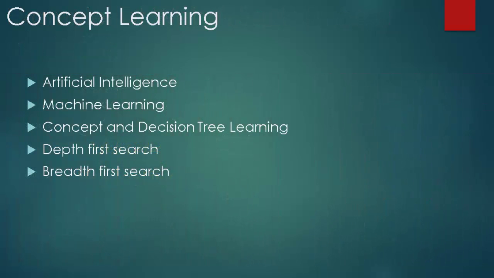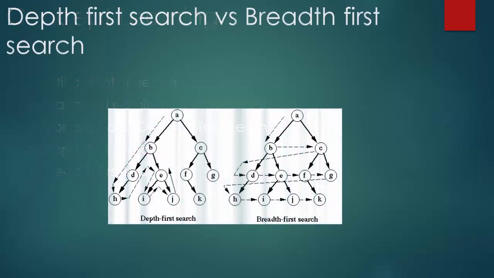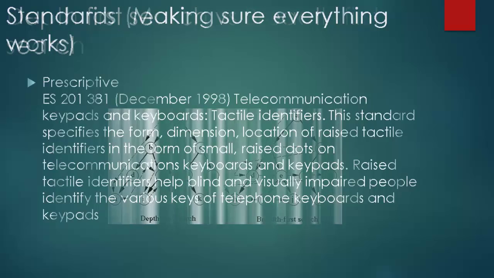Now we move on to concept learning. Over here we had artificial intelligence, machine learning, concept and decision tree learning, depth first search and breadth first search. In class we had to specifically do a task relating to depth first search and breadth first search and find the differences between them.